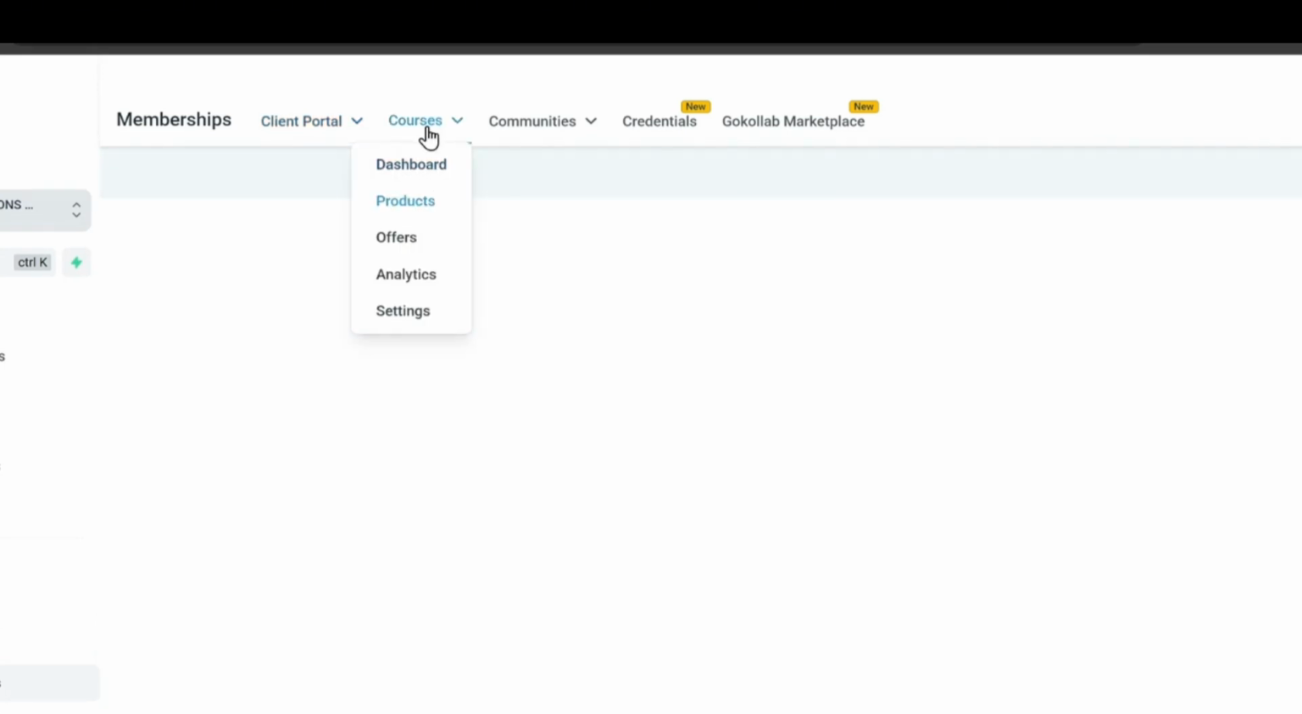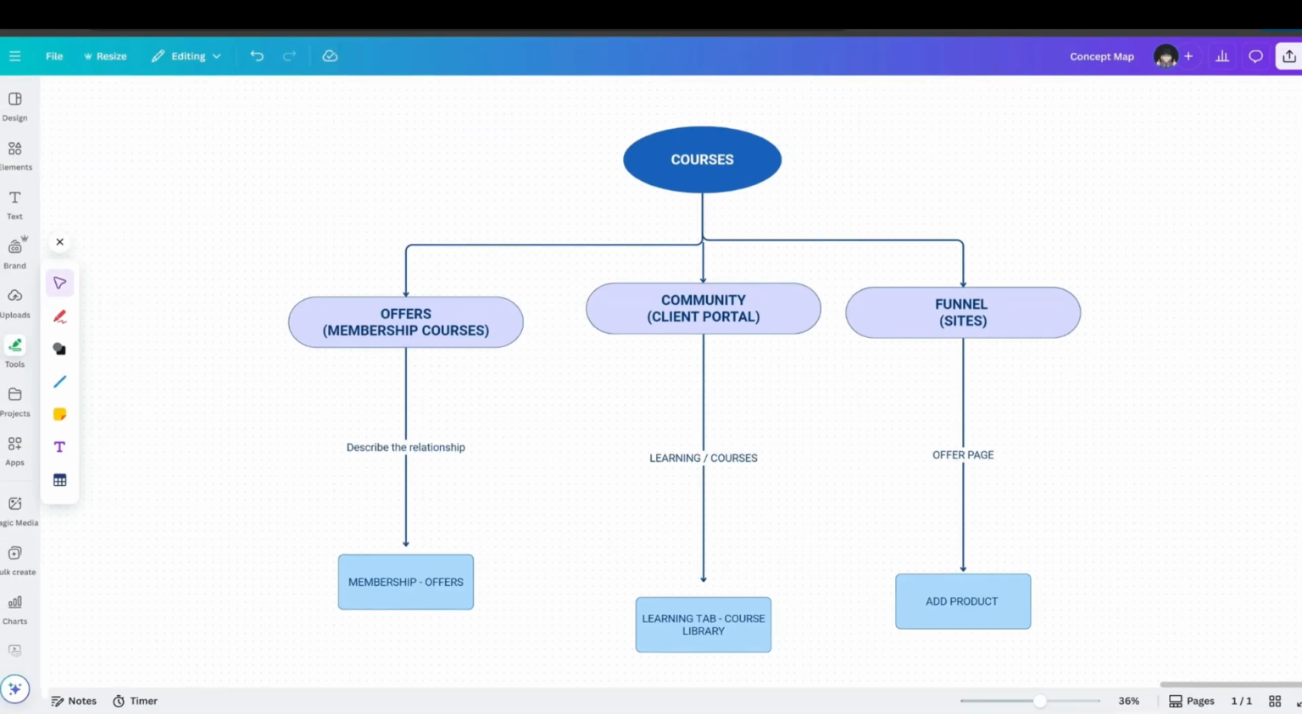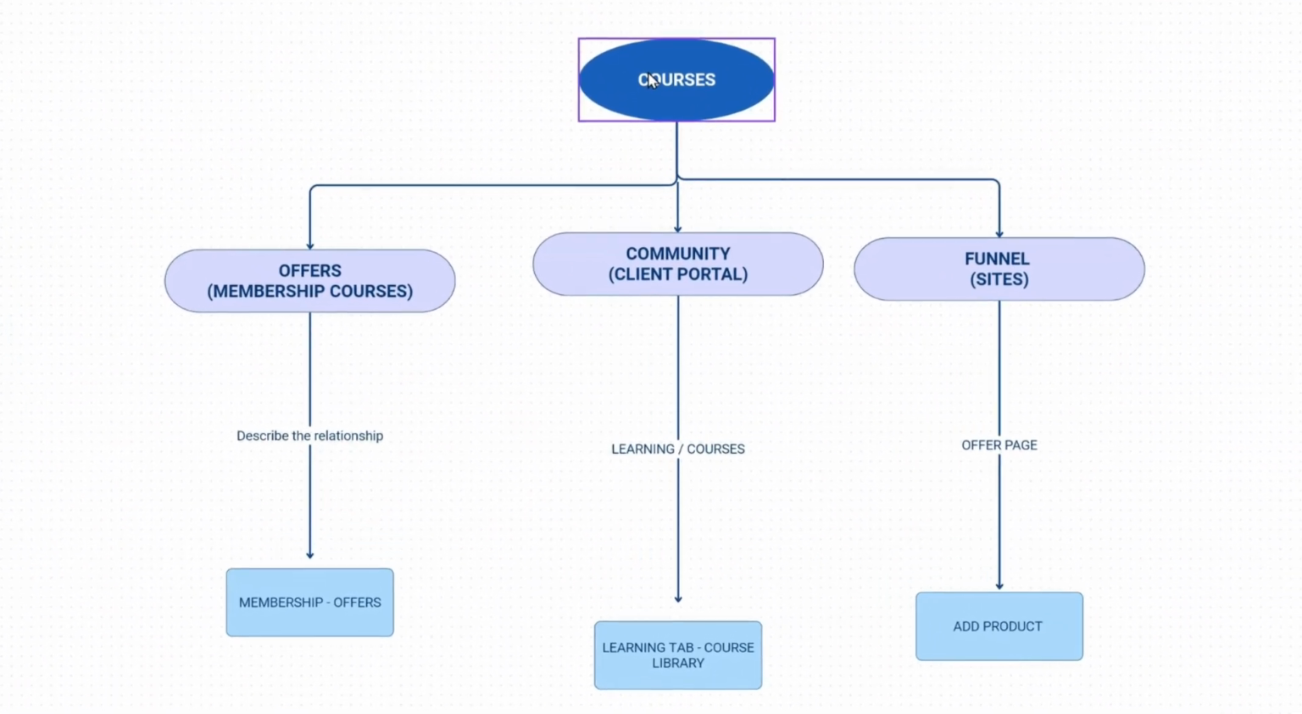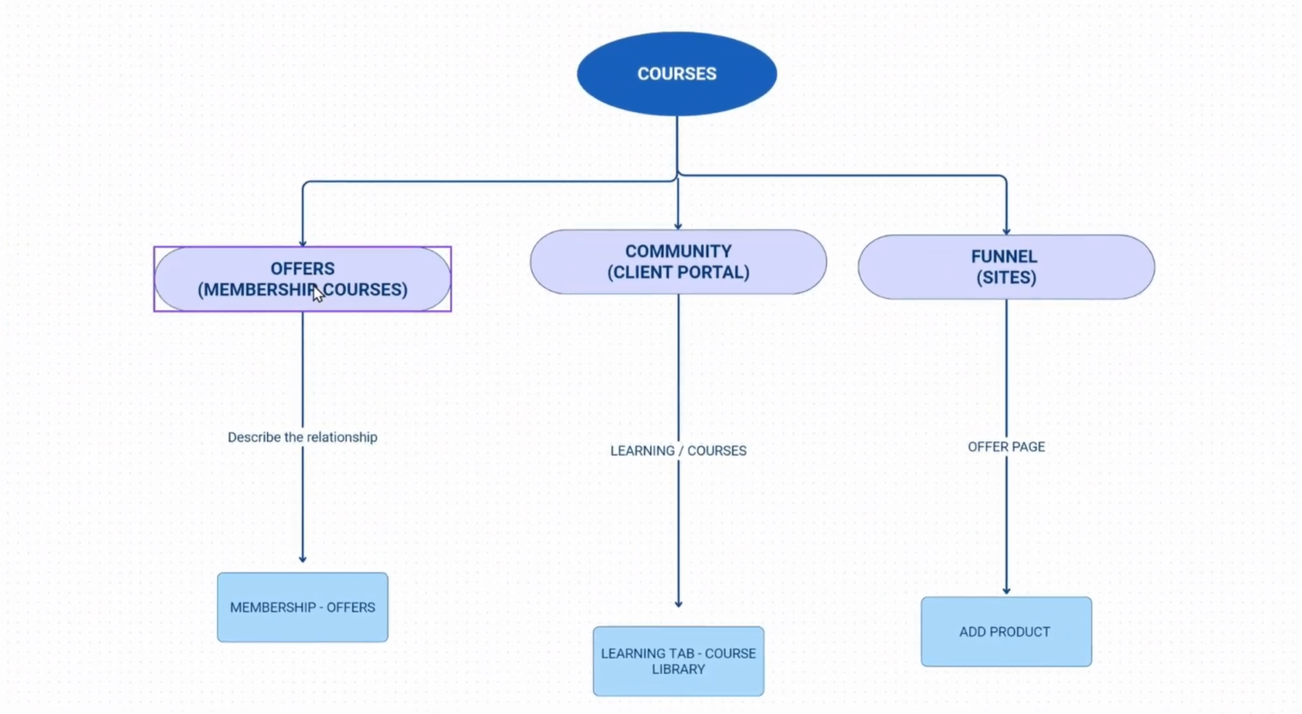In courses, you have products and offers. So let's take a look at this graph here. With courses, you can do membership offers, put it in your community portal as a course, or create a course and sell it on your funnel. I just showed you how to set up a two-step form with a funnel.